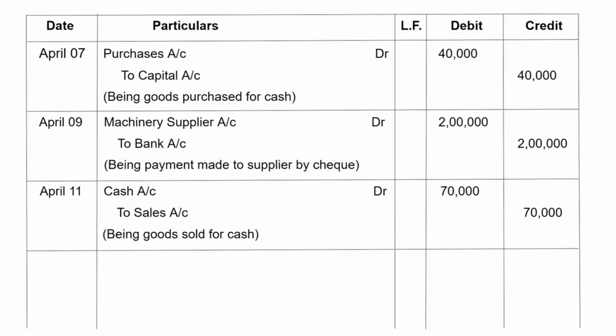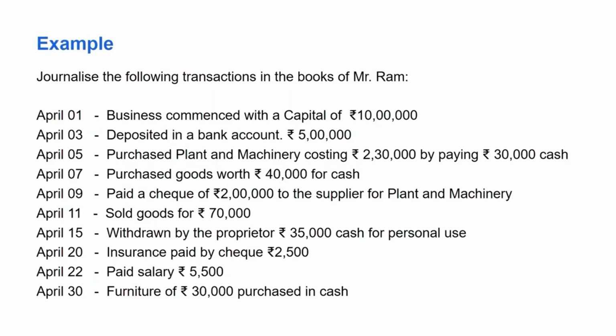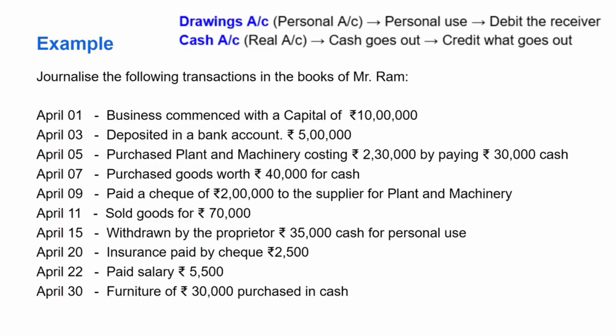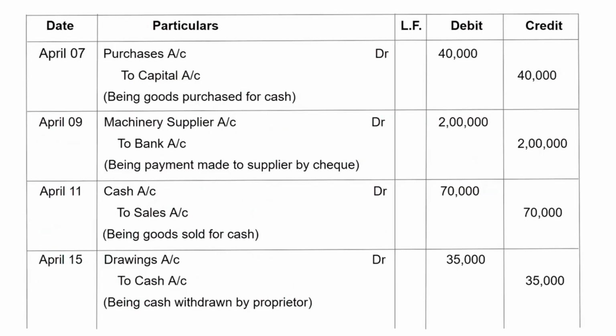goods sold for cash. And the next transaction is April 15, withdrawn by the proprietor rupees 35,000 cash for personal use. Here the two accounts are drawings account and cash account. Drawings account, it is a personal account and owner is the receiver. So debit the receiver. And cash account, cash is real account, cash goes out of the business. So credit what goes out. So we record it as April 15, drawings account debit 35,000 to cash account 35,000, being cash withdrawn by proprietor.